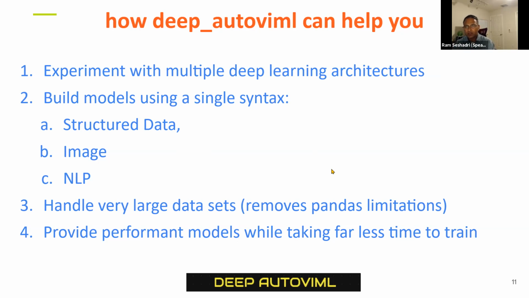All right. So how can Deep AutoViML help you? One, you can try multiple architectures with Deep AutoViML. I'm just going to check the time. We've got another half hour. You can also build models using, like I said, structured data, image, and NLP, all with the same syntax, the same single line of code. It handles very large data sets, and it provides performant models while taking far less time to train. This is something that I'm making more of a claim. You obviously might test it and find it to be wanting, but I'm very happy to get some feedback.